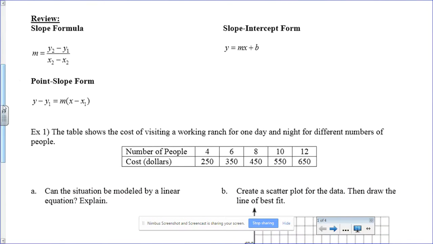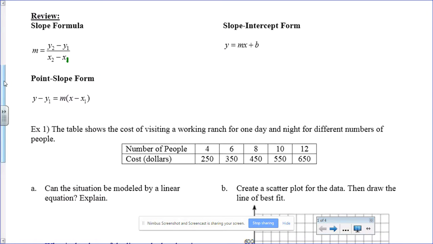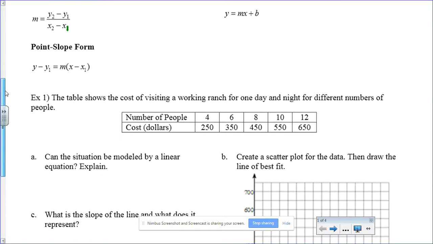A couple things that I'd like to review first. Slope formula is y2 minus y1 over x2 minus x1. Should be a 1 there. And slope intercept form is y equals mx plus b. And point slope form is y minus y1 equals m times x minus x1.